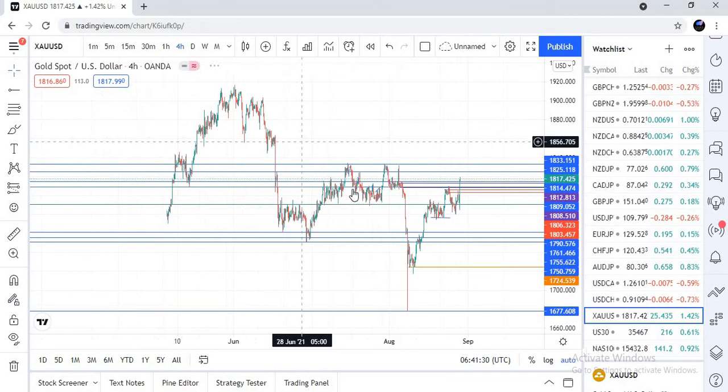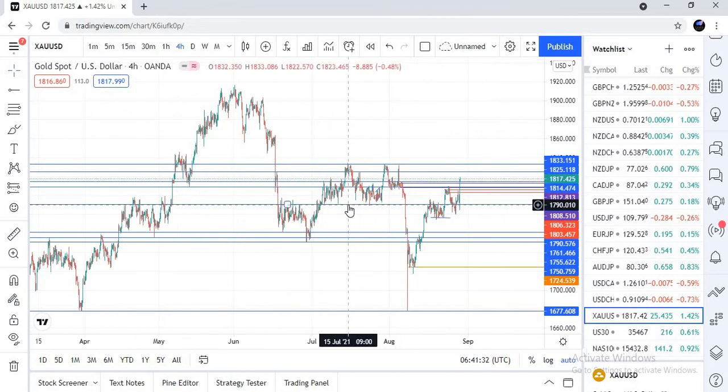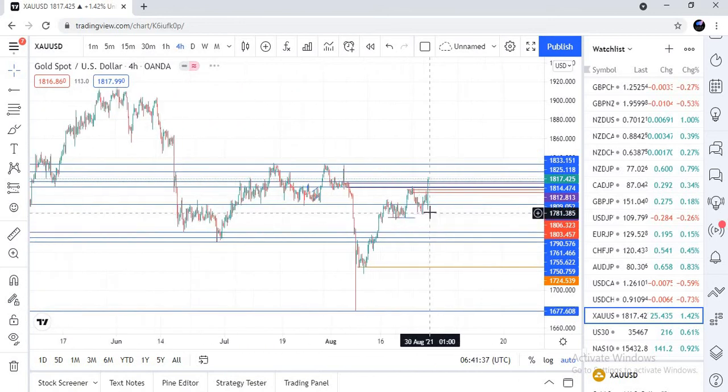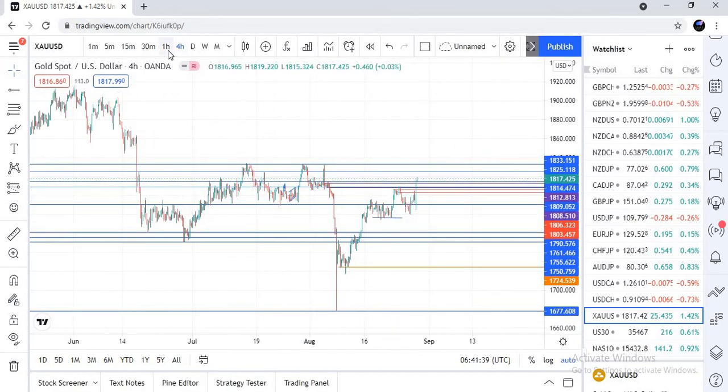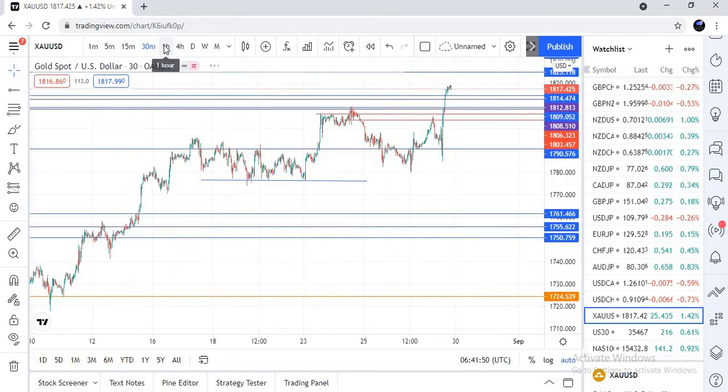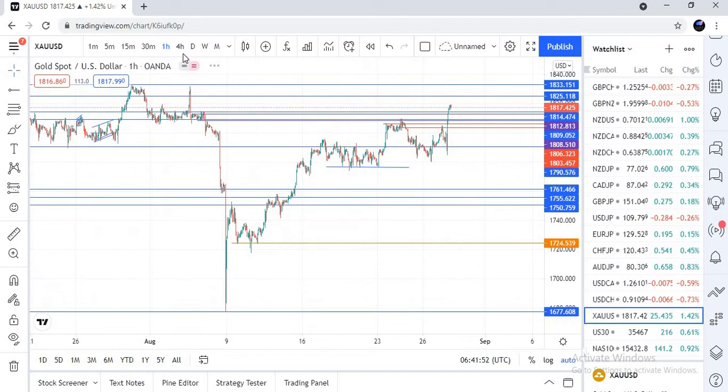For the XAU to the USD, I know you can see many lines on this pair. That's because the XAUUSD is really volatile. It moves and it has a lot of levels that it is respecting. So the more it respects levels, the more lines we have drawn on this pair.